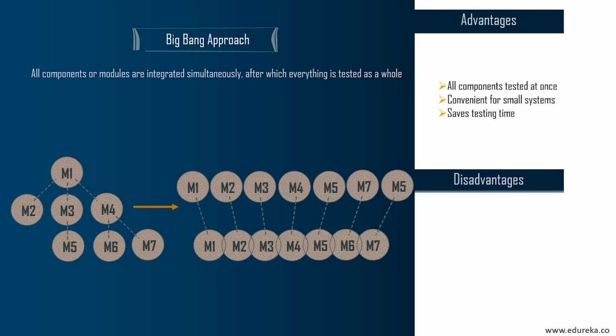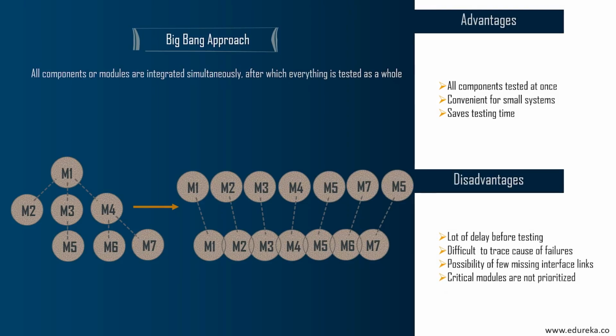Coming to disadvantages, you'll have to wait for each of these modules to be developed before you start testing. So a lot of time is wasted or delayed. There's a lot of delay before you actually start the Big Bang approach. And since there are a lot of modules which are combined and tested at once, it's difficult to trace the cause of failures if there are any. And sometimes it's quite possible that when there are so many modules, a few interface links between some modules might be missing and you will not even notice that. And as you can see, no module is prioritized, which sometimes might be problematic. Critical modules need to be prioritized sometimes. So these are the disadvantages.